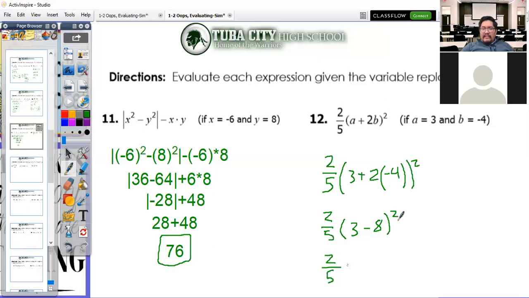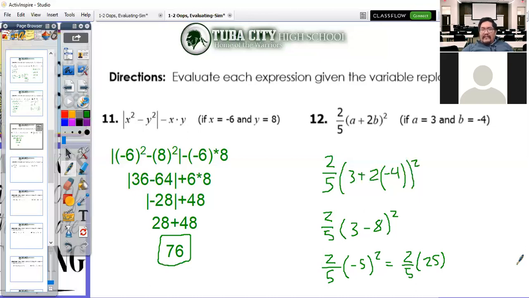All right, 2/5 is still there. 3 minus 8 is -5 squared. So again, we have a multiplication and an exponent, so we got to do the exponent. So this is going to be 2/5, and then here I have -5 times -5, which is going to be 25.